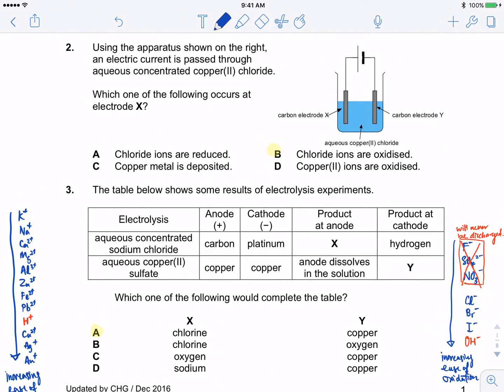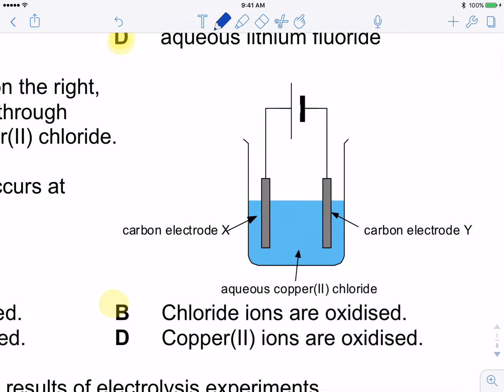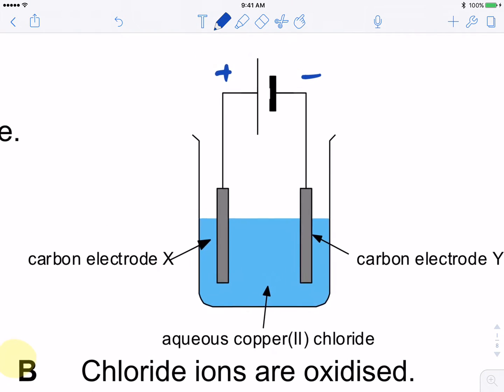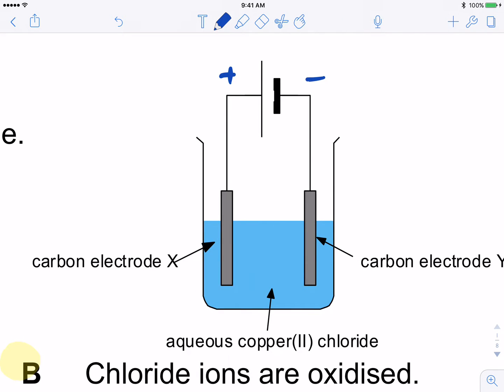Question 2. Using the apparatus shown on the right, an electric current is passed through aqueous concentrated copper(II) chloride. Which one of the following occurs at electrode X? Okay, so first, in this diagram, we must identify where is the positive and negative terminal. The long end is always the positive, the short end is always negative. So towards the positive terminal, what type of ions will move towards it? Okay, towards the positive terminal, we'll have anions.